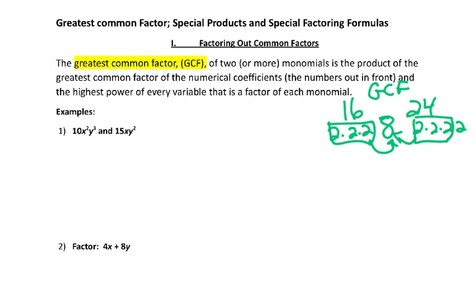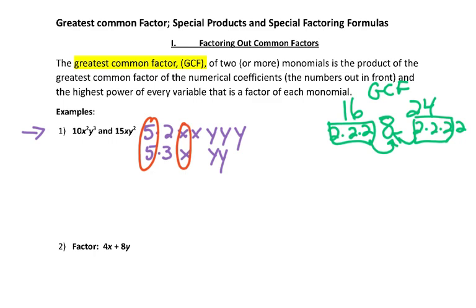And we're going to do the same thing now when we have variables with exponents. In our first example here, let's just list out the prime factors, just like we did with the 16 and the 24. 10x squared y cubed is 5 times 2 times x times x times y times y times y. And 15xy squared is equal to 5 times 3 times 1x, and then we've got 2 y's. Now, just circle what they have in common, right? We've got a 5 in common, we've got 1x in common, and we've got 2 y's. If we put that all together, 5xy squared, that's our greatest common factor, or GCF.